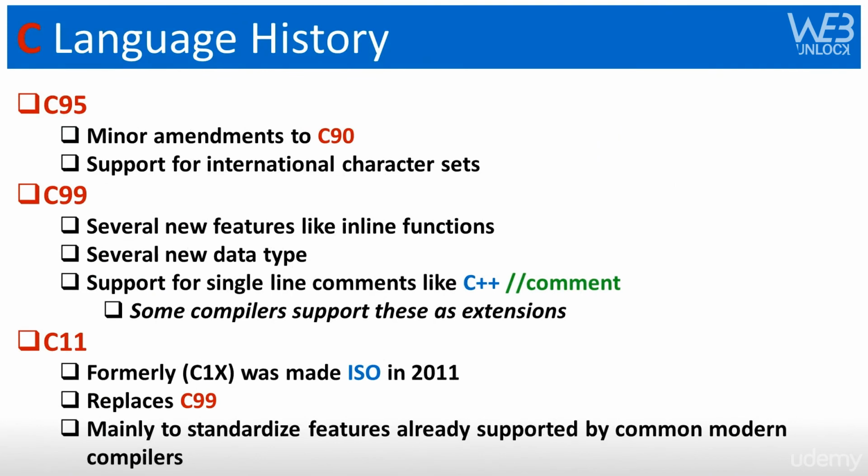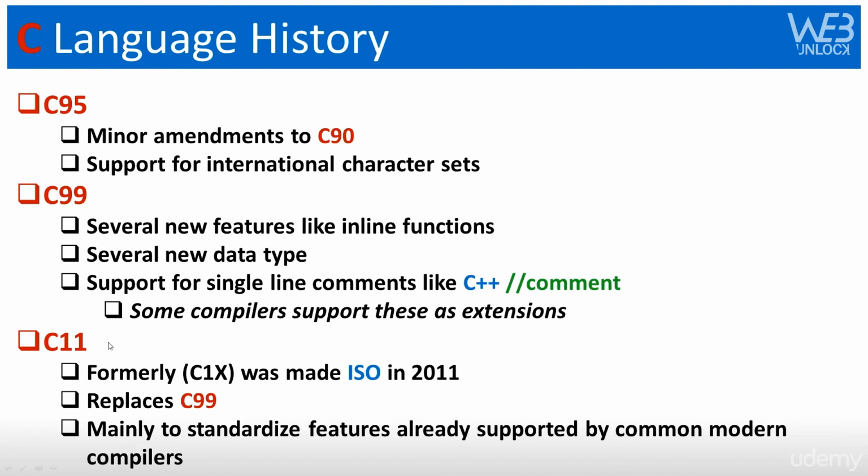Other versions and standards of C came out later. In 1995, C95 was another standard that added minor amendments to C90. Support for international character sets was added in C95. In 1999, C99 was also standardized. It added several new features like inline functions, several new data types, and support for single line comments the same way as in C++. This is an example of a single line comment. Even if some compilers may not choose to be C99 compliant, they would actually support this as an extension.